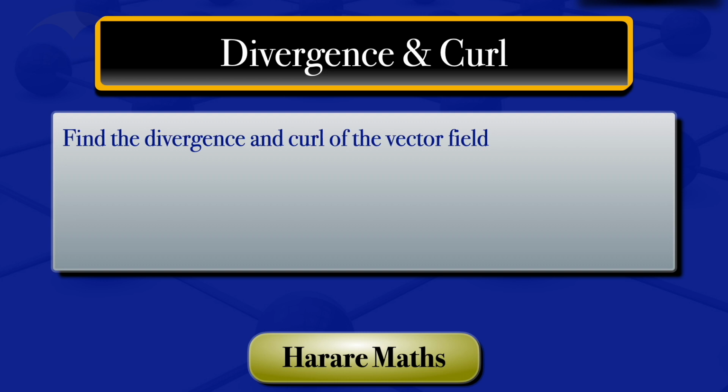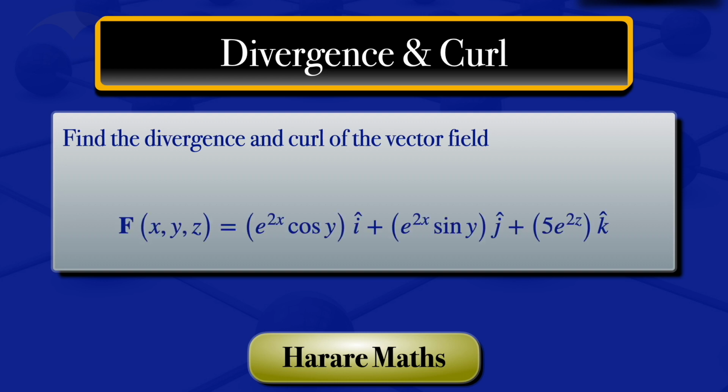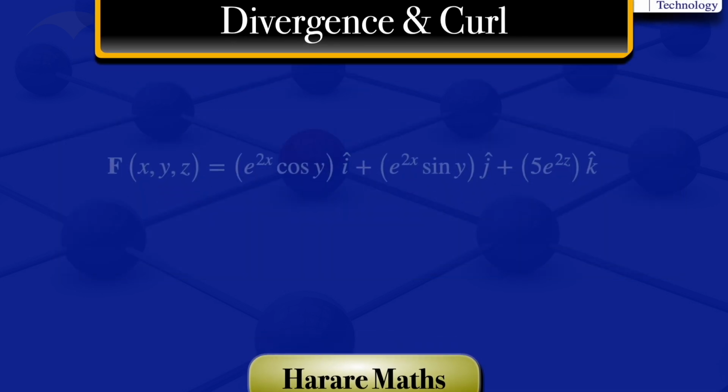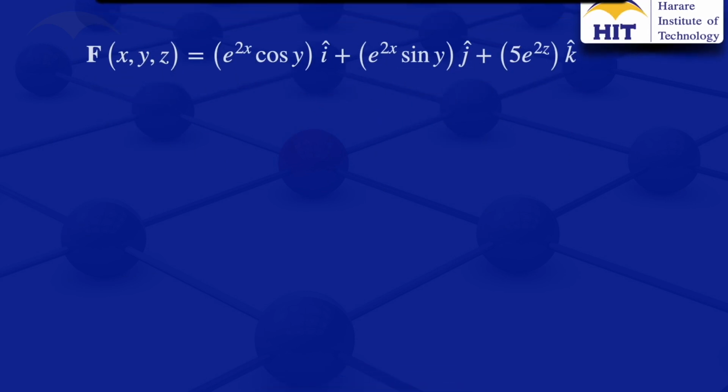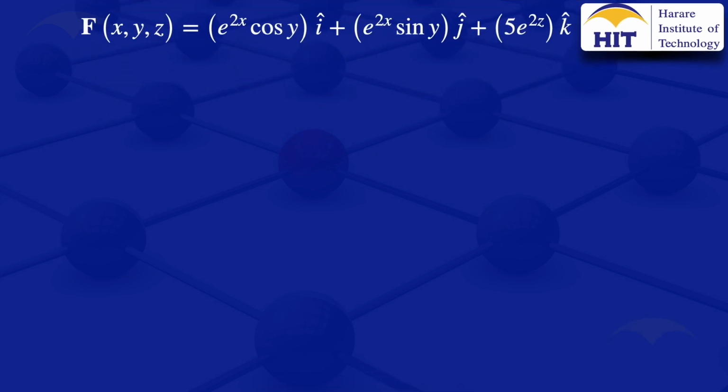In this video, I'm going to find the divergence and curl of the vector field F(x,y,z) = e^(2x) cos y i + e^(2x) sin y j + 5x e^(2z) k. So we are given that vector field. I'll go on and start by finding its divergence.